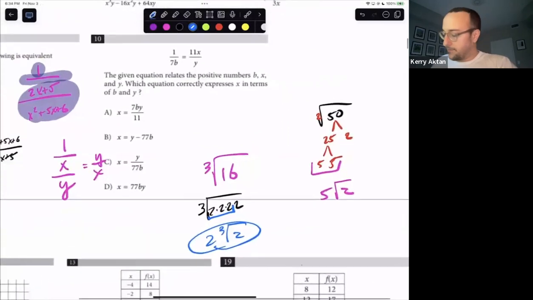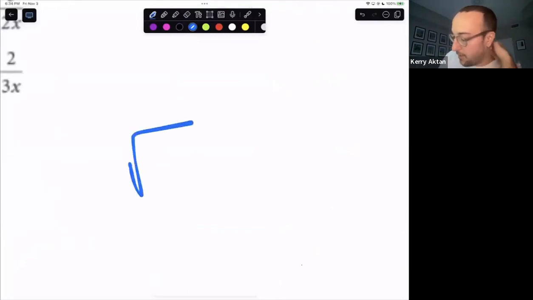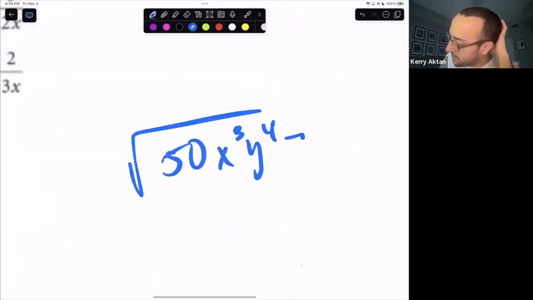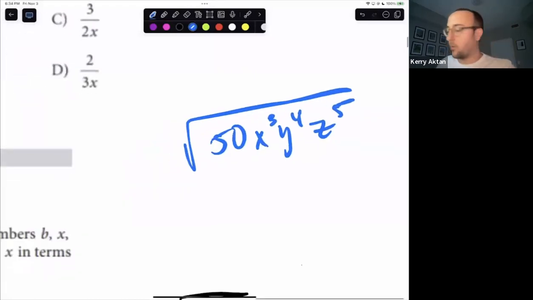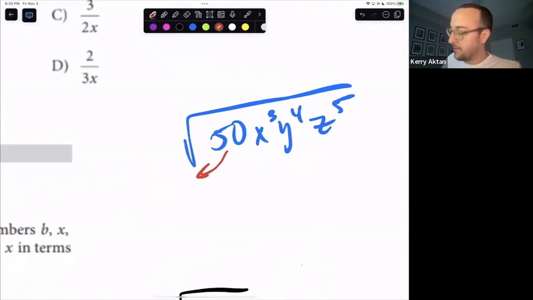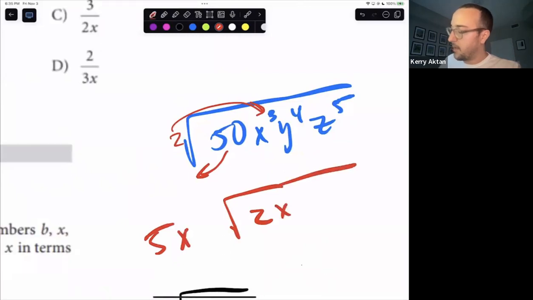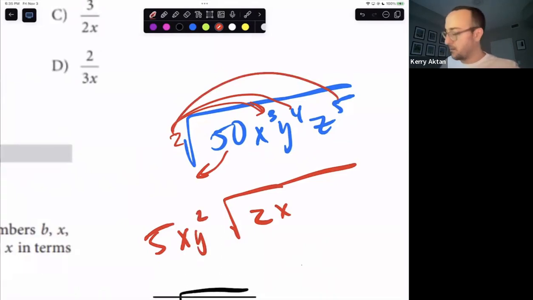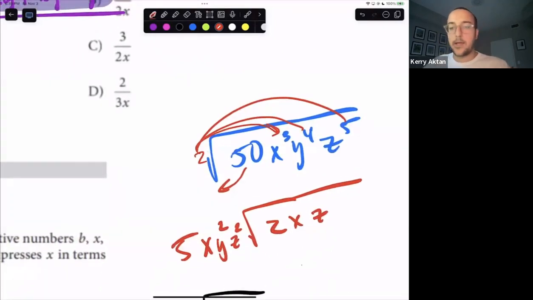What if there are multiple things left inside? So if I had the square root of 50, x to the third, y to the fourth, z to the fifth, what would happen? Well, this would leave as a 5 rad 2. How many twins are there in x to the third? 1. And 1 gets stuck inside. How many 2s are in 4? Y to the second. And how many 2s in 5? It'd be z to the second, z. And yes, it's all multiplication, Logan. Yeah, I get it. Multiplication. None of this is additive.